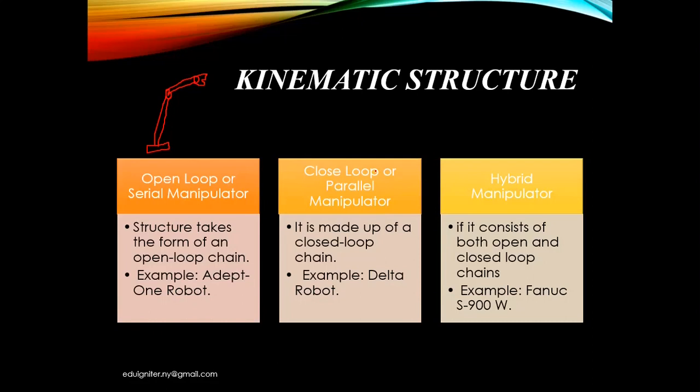A closed loop or parallel manipulator is made of a closed loop chain. Here the example is a delta robot. The delta robot is like this. Here is a gripper or end effector, and this is the link connected to the gripper. This is a closed loop chain called a delta robot. The third one is a hybrid manipulator. It consists of both open and closed loop chains. Fanuc S900W is the example.